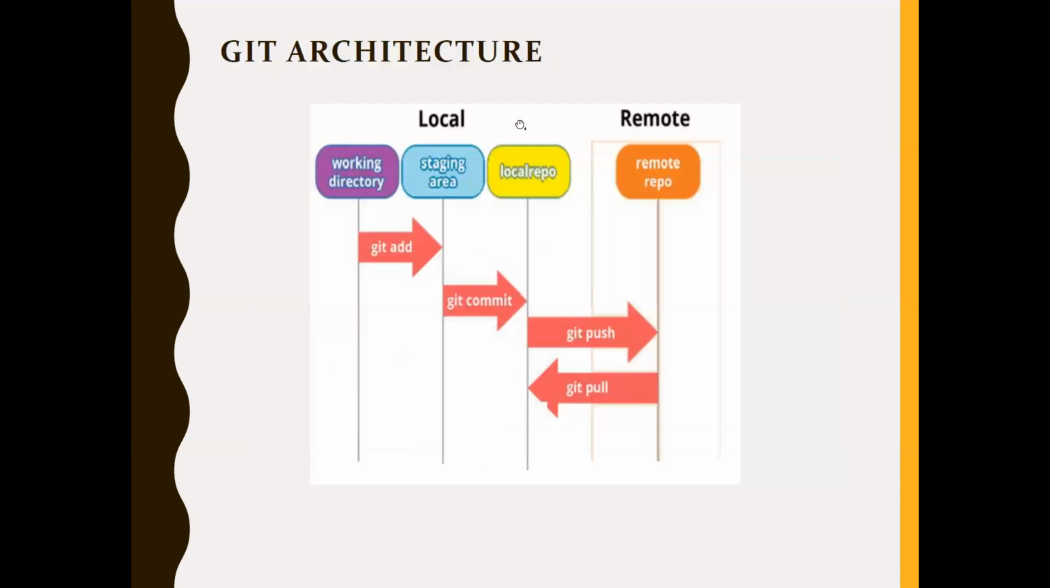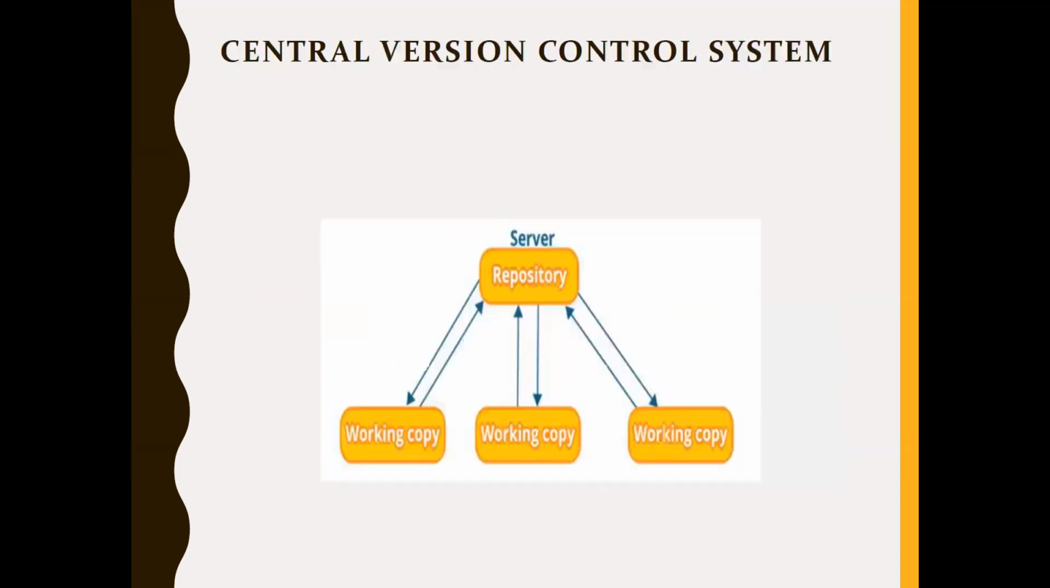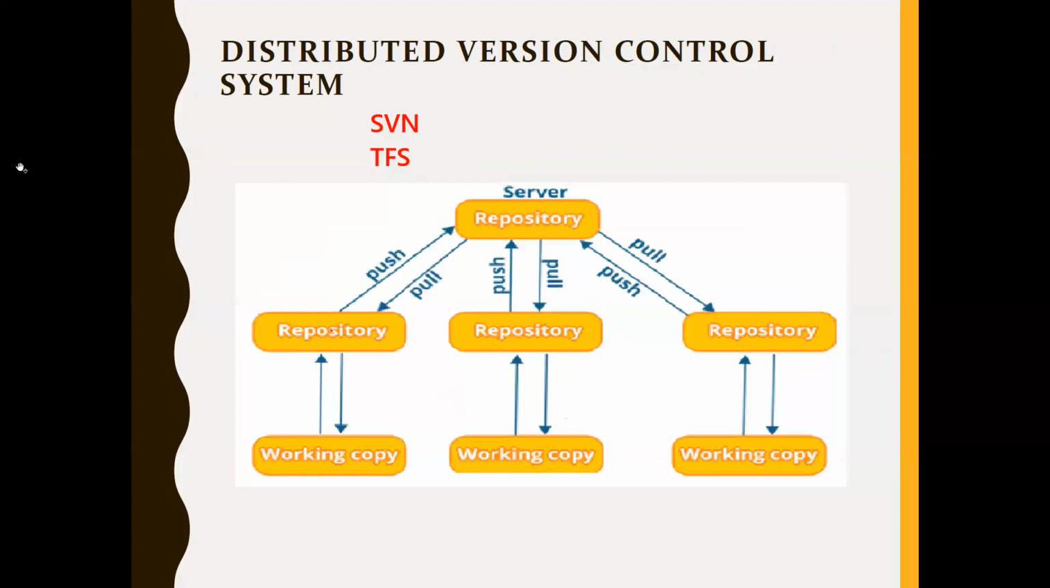And here in the centralized version control systems, the examples are SVN, TFS. These are some of the examples of centralized version control systems. And distributed version control systems: Git is a distributed version control system. Git, Mercurial. These are a few examples of distributed version control systems. And the majority of modern DevOps projects are using Git. That's the reason we are learning Git here.